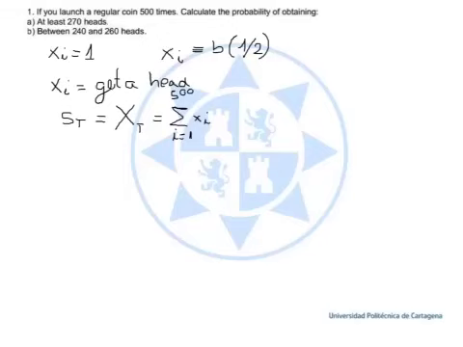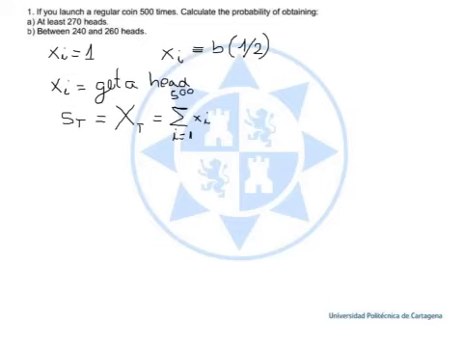Now we are going to do exercise 1 from the central limit theorem and sample theory set of problems. It says, if you launch a regular coin 500 times, calculate the probability of obtaining at least 270 heads.